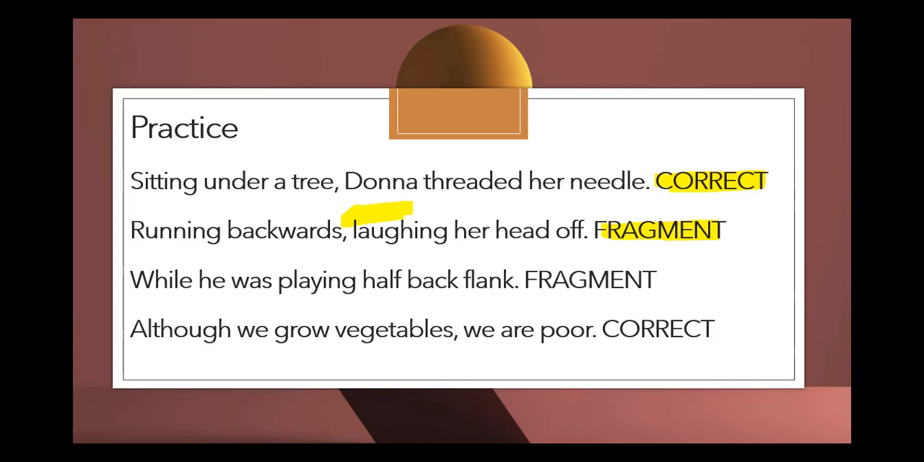While he was playing halfback flank, that is a fragment. So this word here, "while," sets us up with while he was doing this, something else happened. So we need to add in what's being contrasted with. While he was playing halfback flank, he kicked 7 goals. Or he fell over. And similarly here, we've got a sentence that has a word that sets up for a contrast, "although we grow vegetables," but in this case we've got the contrast and the sentence is complete, and so that's a correct sentence. All right?